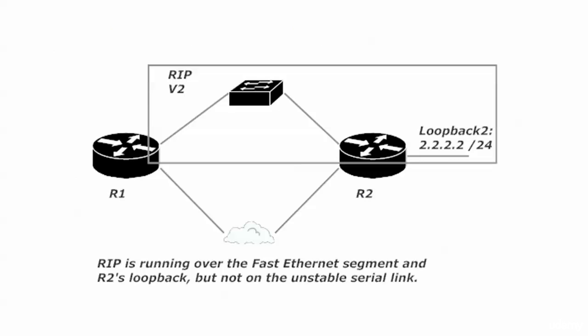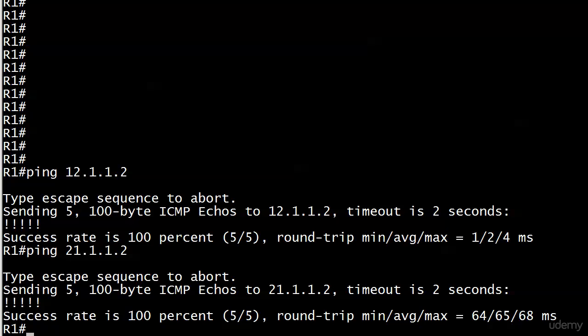I have not pre-configured RIP. But what we're going to do is configure RIP version 2 over the broadcast segment and on router 2's loopback, but we are not going to configure it over that serial link. Little different here, so let's go ahead and bring up the pod and on router 1.